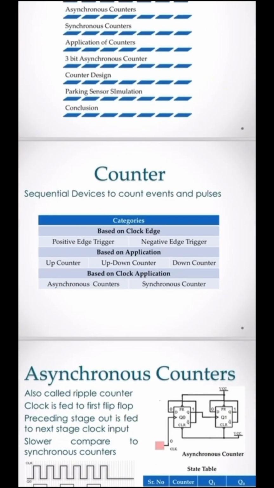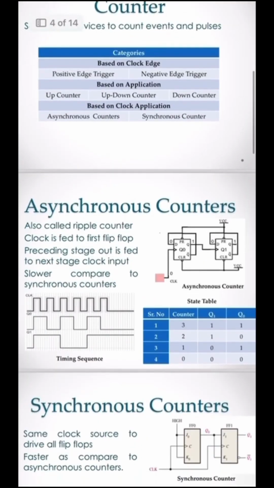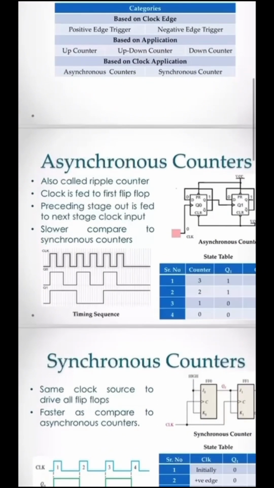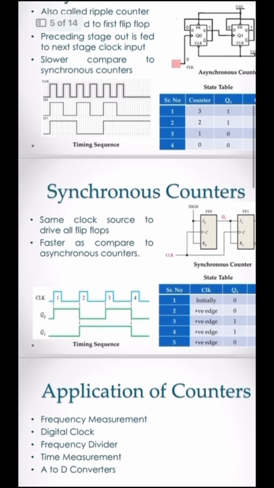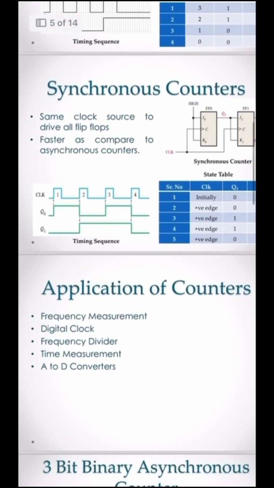Counters are sequential devices used to count events and processes. Asynchronous counters, also called ripple counters: the clock is fed to the first flip-flop, and the preceding stage's output is fed to the next stage. The clock input is slower compared to synchronous counters. In a synchronous counter, the same clock source drives all flip-flops, so it is faster as compared to asynchronous counters.